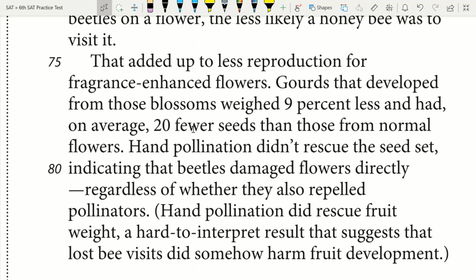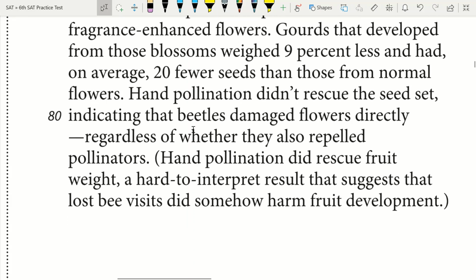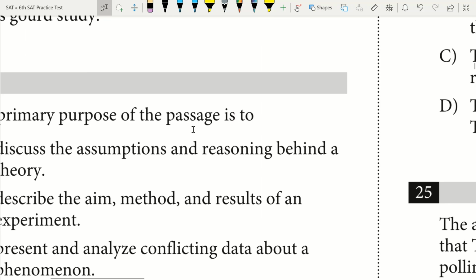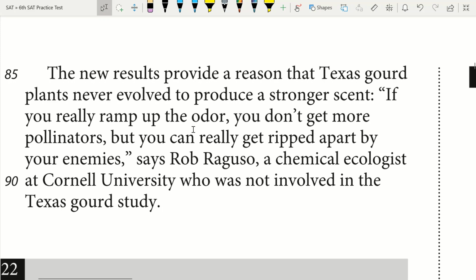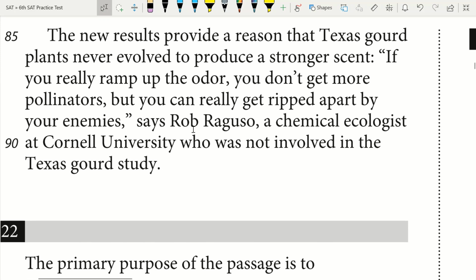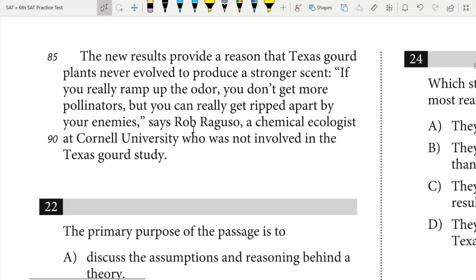Gourds that developed from those blossoms weighed 9% less and had on average 20 fewer seeds than those from normal flowers. Hand pollination didn't rescue the seed set, indicating that beetles damaged flowers directly regardless of whether they also repelled pollinators. Hand pollination did rescue fruit weight, a hard to interpret result that suggests that lost bee visits did somehow harm fruit development. These new results provide a reason that Texas gourd plants never evolved to produce a stronger scent. If you really ramp up the odor, you don't get more pollinators, but you can really get ripped apart by your enemies, says Rob Raguso, a chemical ecologist at Cornell University who is not involved in the Texas gourd study.